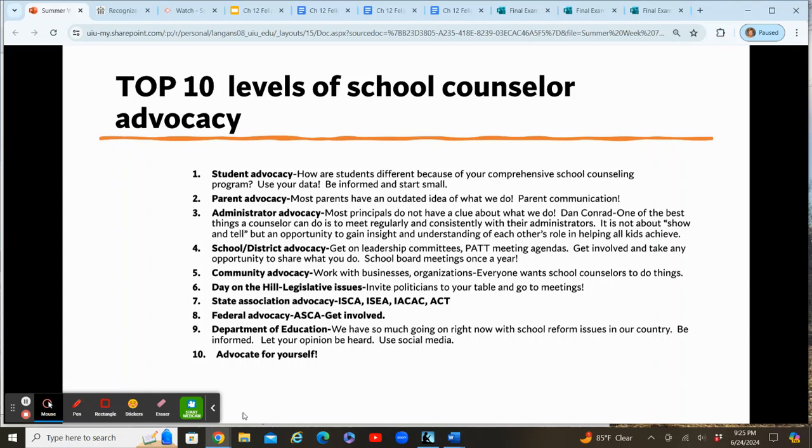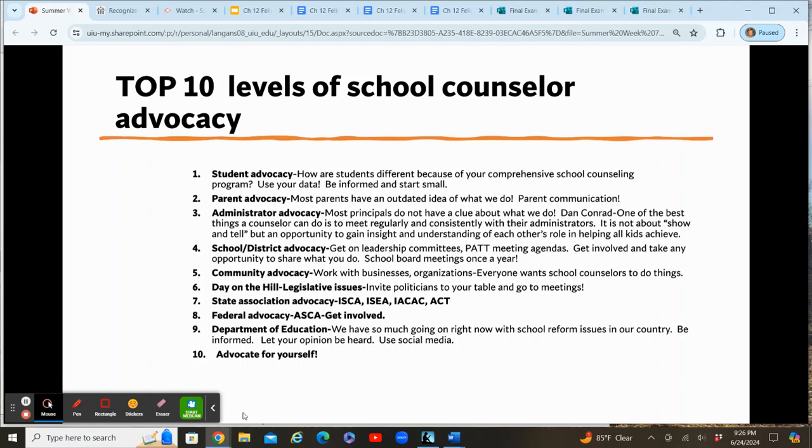So these are 10 different levels of school counselor advocacy. I actually put this together quite a few years ago, and I've tweaked it a couple of times when I was the Iowa School Counselor Association, ISCA, advocacy chair. But you need to always be advocating. Like I said, it's just one of the main parts of our job, along with your leadership and your collaboration.